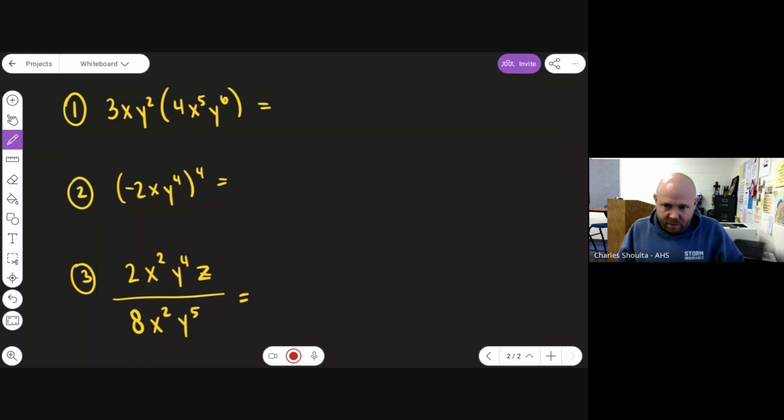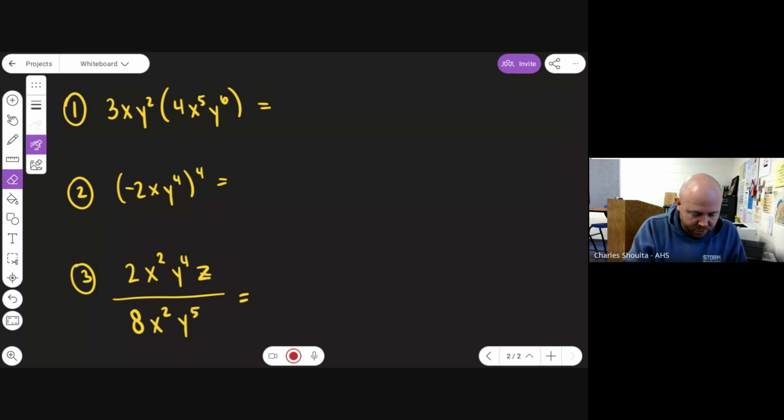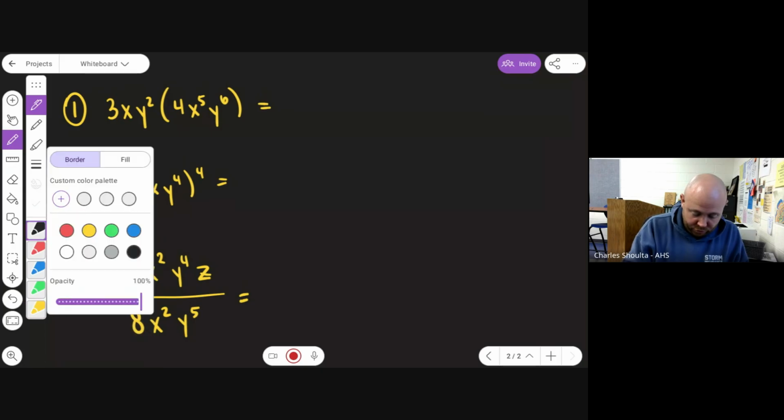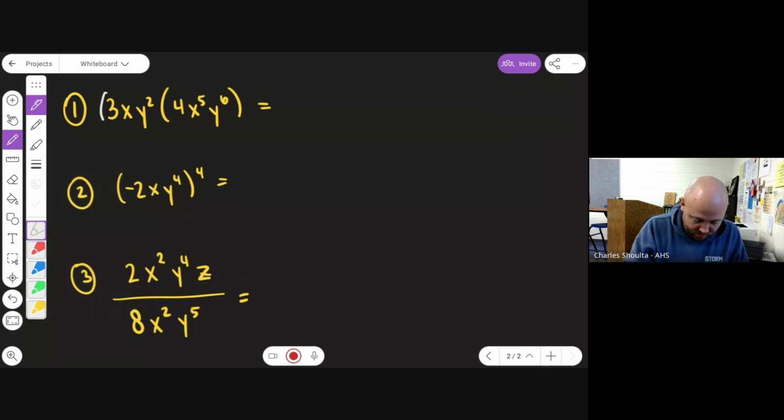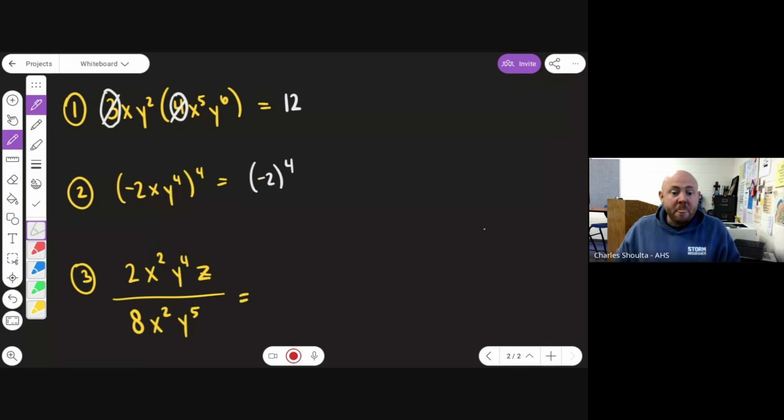Here we go. Everybody, we're going to take our regular numbers, our coefficients, and we're going to just do what it says. This says 3 times 4. That's going to be 12. On this one, here's what it says for our coefficients to do: -2 to the 4th power. If we don't put that -2 in parentheses, we will not get the correct answer. This is going to be +16.